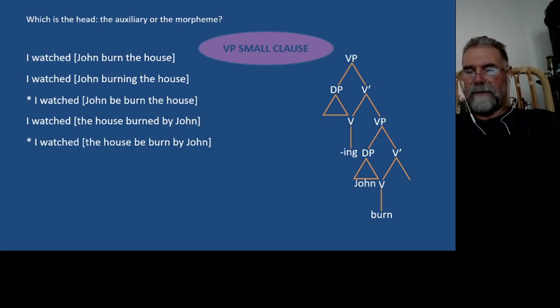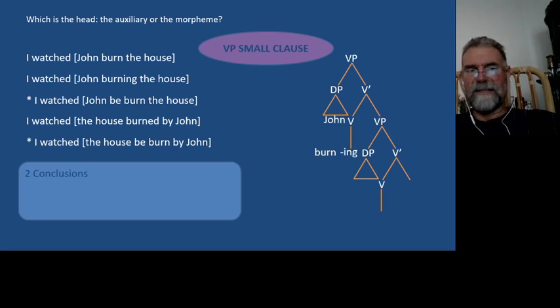Now what's going to happen here is that, well, just like in other clauses, the subject needs to move up to the top position. But then we've also got our ing morpheme, and according to the current wisdom, the verb is going to move up and support that. So what you end up with is John burning the house, and that's what we end up with here. Okay, so there are some conclusions we can come to from these observations and this analysis.